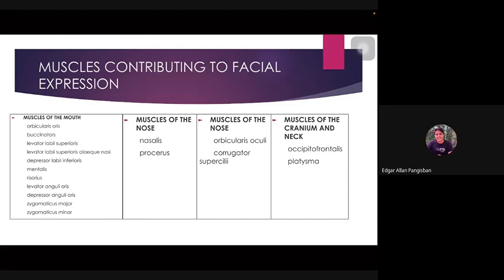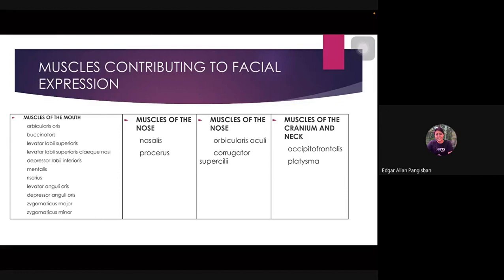But we just divided this one. Dinivide lang natin itong mga muscles na to according to their location. Okay? But don't worry, we will not already go with this one na yung may origin, insertion, innervation. Okay, baka hindi nyo nakayanin. So yung action lang tayo, no? Let's focus on the action in this one. And how do these muscles produce a facial expression? Okay, ano yung mga muscles na yun that would contribute to a certain facial expression.